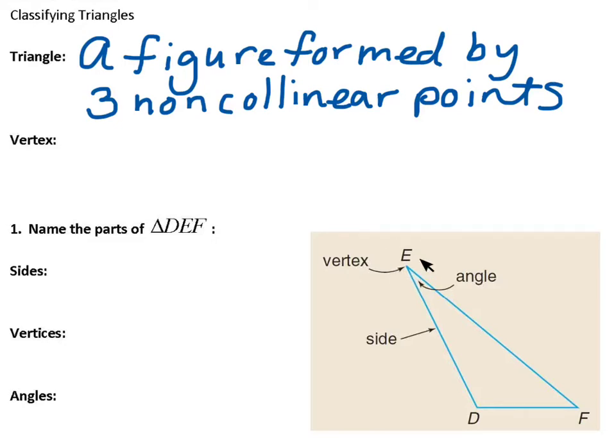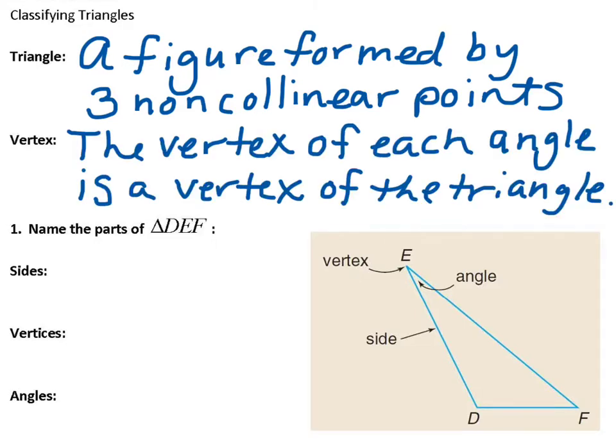We've got an angle E and a vertex E. We've got angle D, vertex D, angle F, vertex F. So basically, the vertex of each angle is a vertex of the triangle. So let's write that here. So after we copy down this definition of a vertex, let's take a look at our diagram here so that we can understand the parts of a triangle.